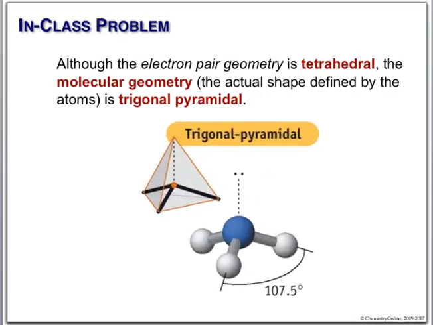Nitrogen would look like this. Again, because it's only the bottom part of our tetrahedron, we call it a trigonal pyramidal, but we know if we include the electron pair, it is tetrahedral.